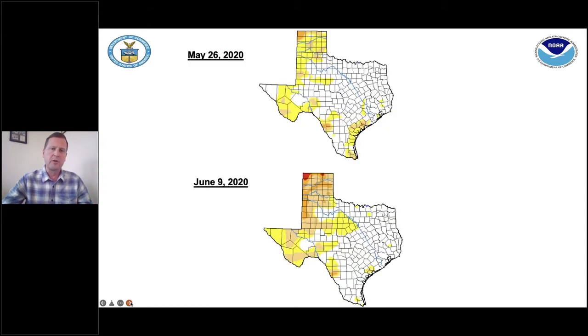And a similar story across the Texas Panhandle. You can see the expansion of D1 short-term moderate drought from May 26th through June 9th, and also the intensifying drought across the northern Texas Panhandle.